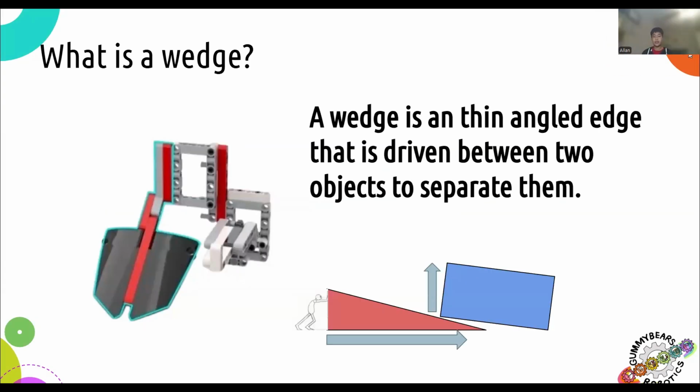A wedge is actually a thin angled edge that can be driven between two objects to separate them. This can be useful for trying to lift something off the ground from the initial point.